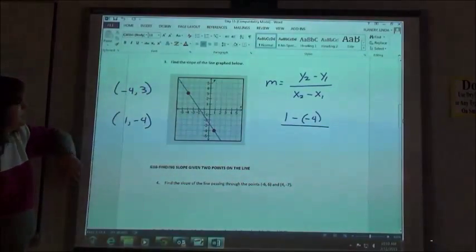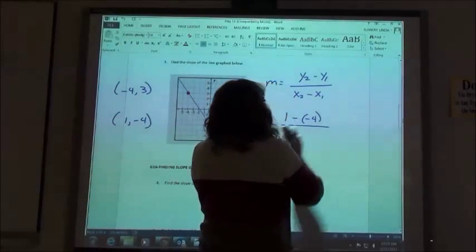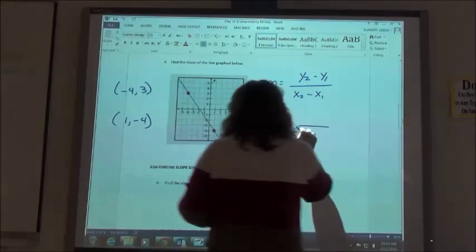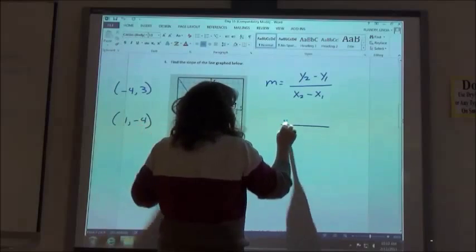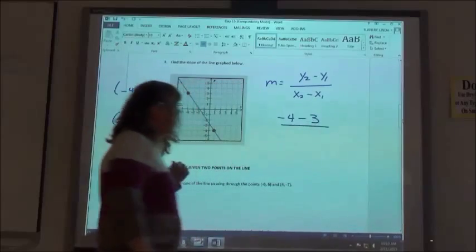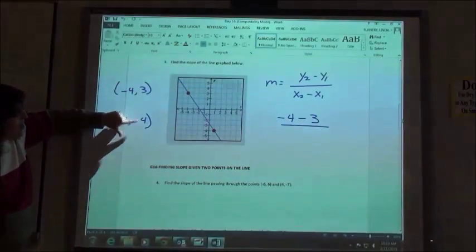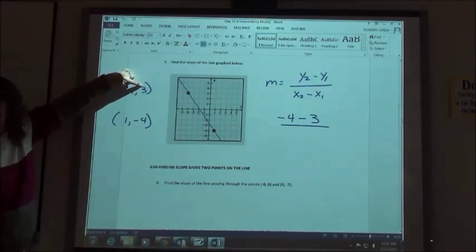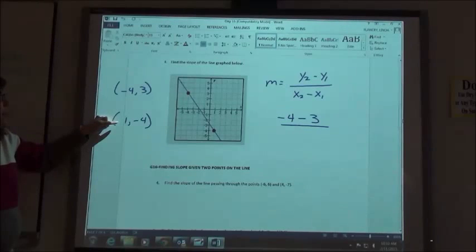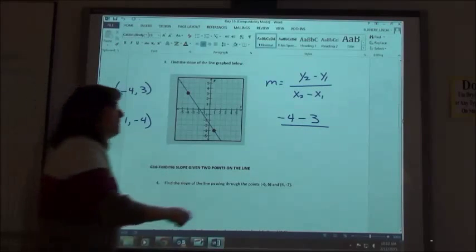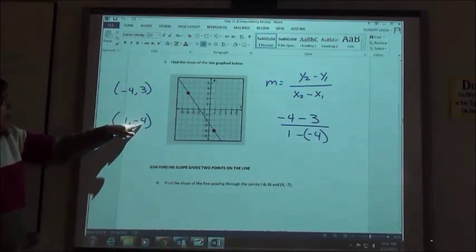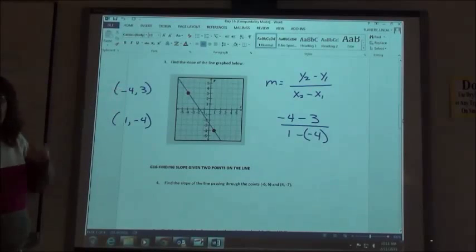So subtract, whoops. Oh wait, no, that's on the bottom. That's on the bottom. You better pay attention here. That should be on the bottom. That's my x's. I got to do my y's. So I should have -4 minus positive 3. So subtracting my y values, I have a -4 minus the 3. And then for my x's, I'm going to have the 1 minus a -4. So the y minus the y, the x minus the x.